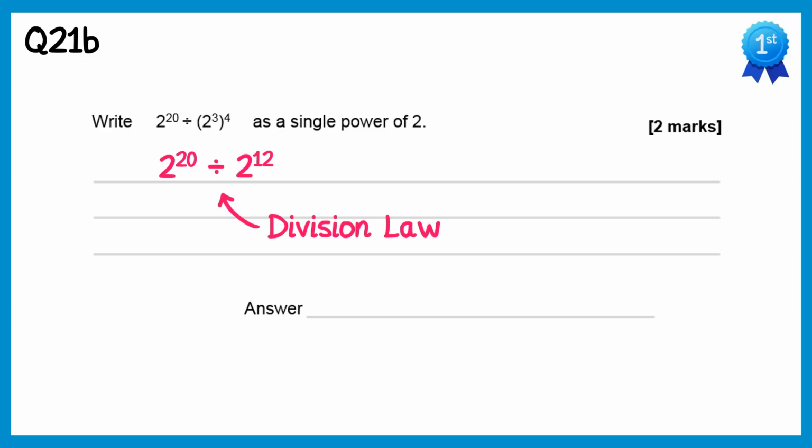We now have the division law. The division law says that when you have the same base, you can subtract the indices. So 20 take 12 is 8. So the answer to this question is 2 to the 8.